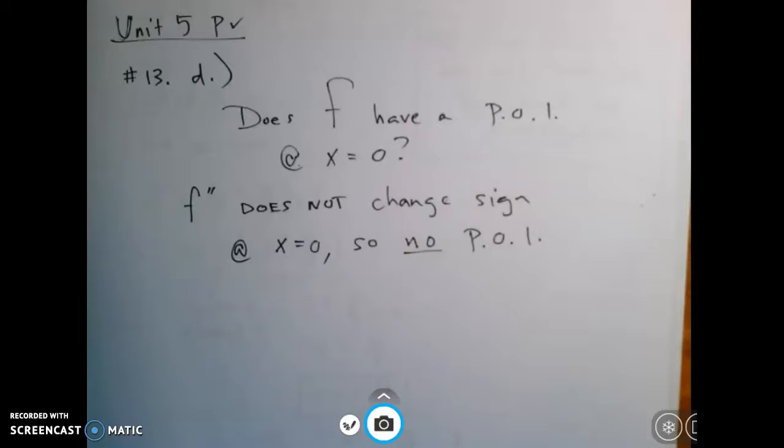Okay, part D of number 13 is, does f have a point of inflection at x is equal to 0? Therefore, we want to see if f double prime changes sign. Not that it's equal to 0, but that it changes sign at that point. And because it doesn't change its sign at 0, then there is no point of inflection.